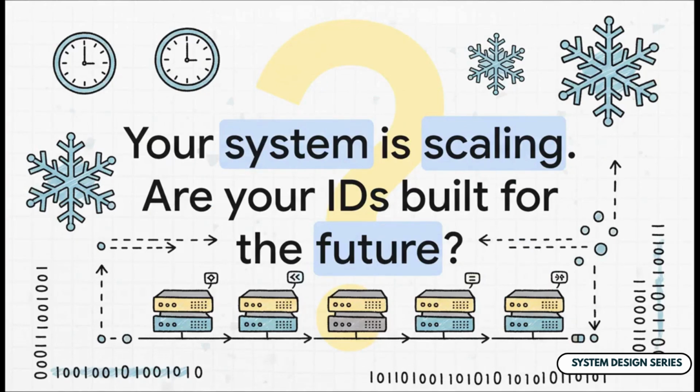And that really brings us to the final question you should be asking yourself. As your system grows from thousands of users to millions, the tiny design decisions you make at the very core, right down to how you identify a single row of data, become either the foundation for your success or the bottleneck that holds you back. So are your IDs built for the future?